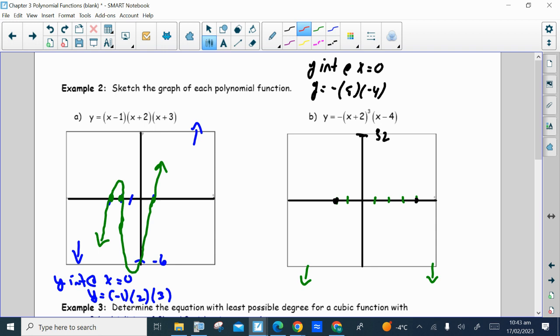So our graph comes down from the third quadrant. There is a point of inflection there, which means that the graph flattens out right at that point. Its concavity changes. And then it's going to go up through the y-intercept. The maximum point is going to be halfway in between our two x-intercepts, so somewhere up there, and then it's going to come back down again. So there's a sketch of that graph.